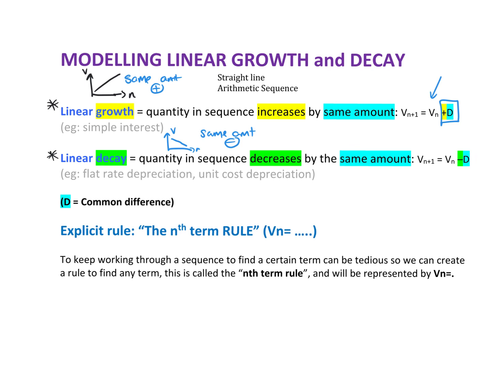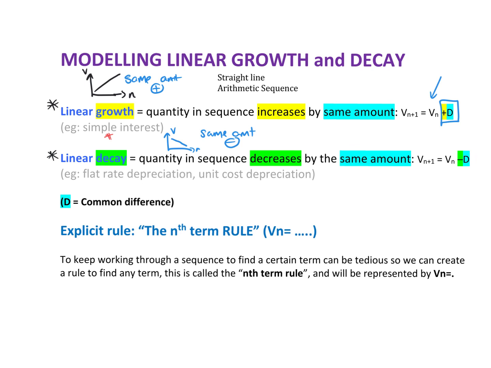So that's what we're going to look at first, these two types of linear growth and linear decay. And what they actually are, linear growth is actually simple interest. So when we talk about simple interest, the same amount is being added on every time, okay? And then when we talk about linear decay, it's either flat rate depreciation or unit cost. It's always the same amount getting taken away.